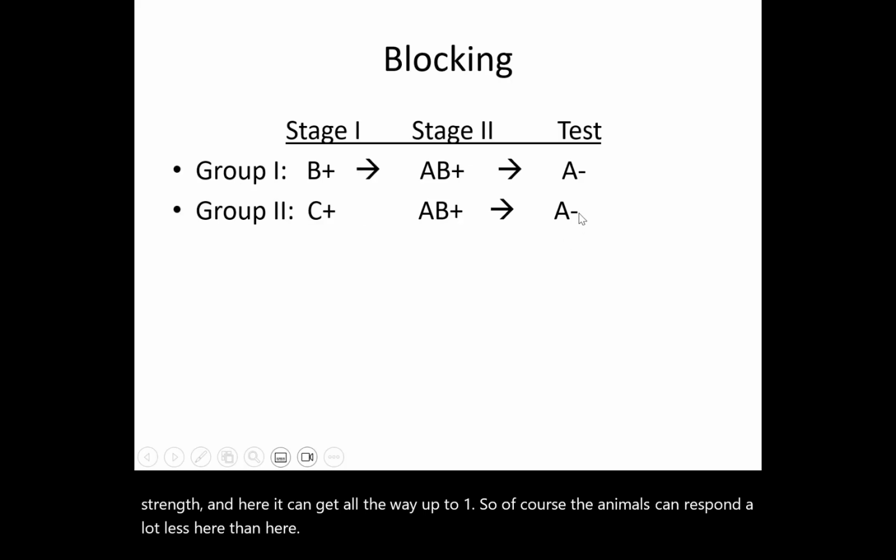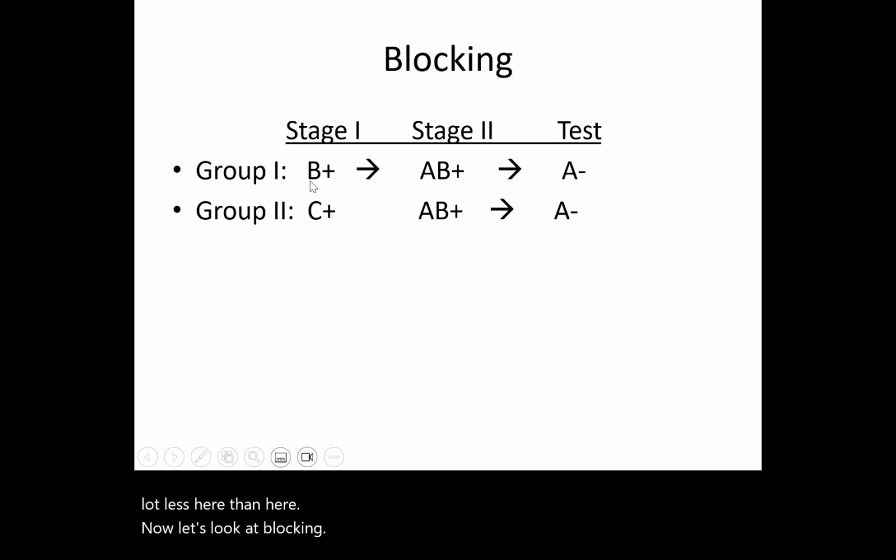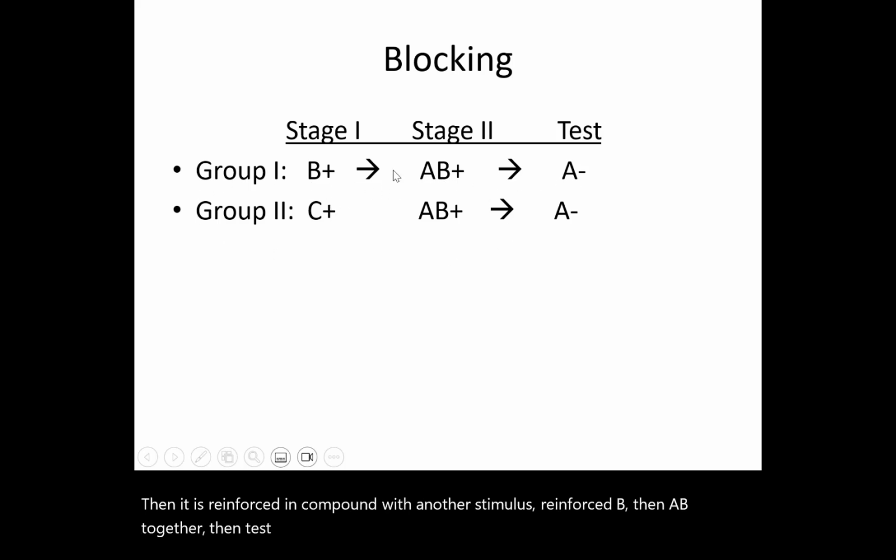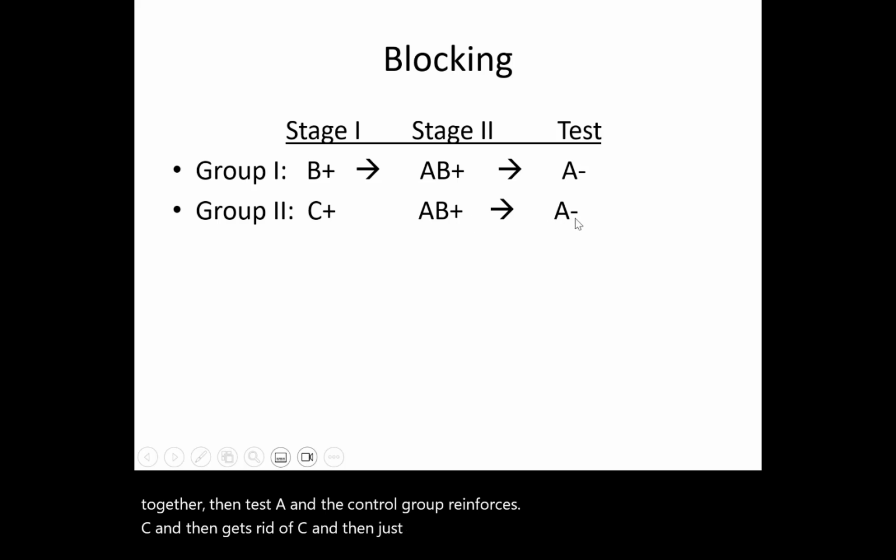Now let's look at blocking. Blocking is when one stimulus is reinforced, then it is reinforced in compound with another stimulus, reinforce B, then A, B together, then test A. And the control group reinforces C and then gets rid of C and then just A, B, and test A.